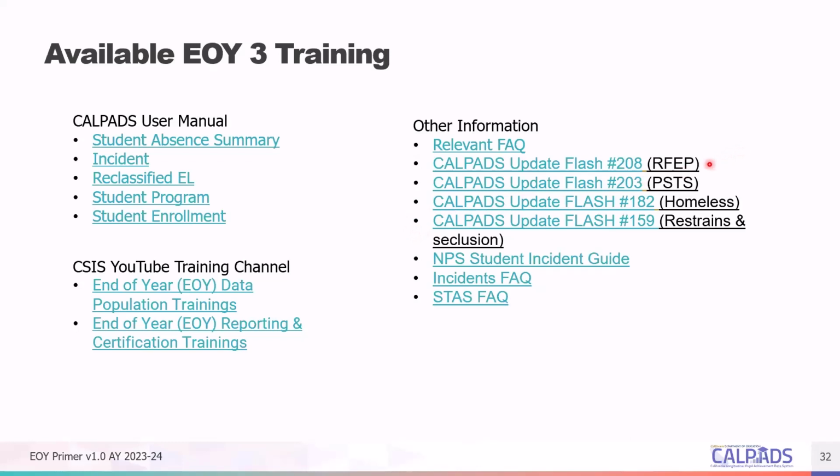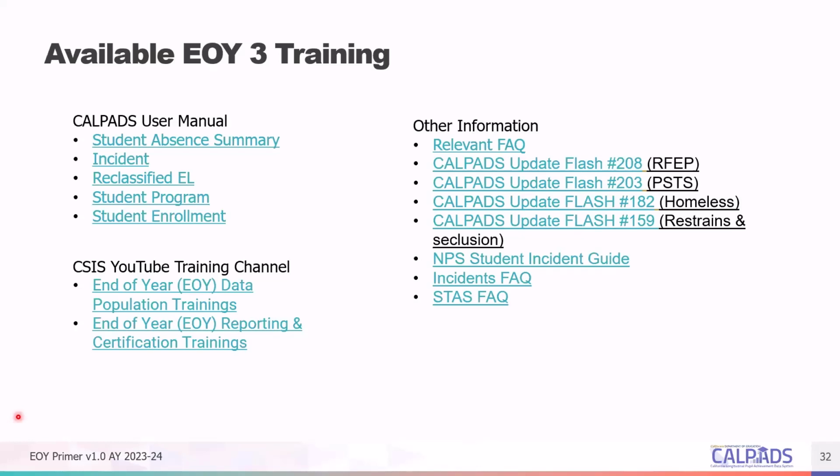Flash 208 deals with RFEP students. Flash 203 deals with the post-secondary status for students with disabilities. Flash 182 deals with homeless SPRG records, and Flash 159 deals with restraints and seclusion. We have an NPS student incident guide, as well as the NPS student incident training video, an incident FAQ, and a student absence summary FAQ, all available for guidance in your end of year 3 reporting.